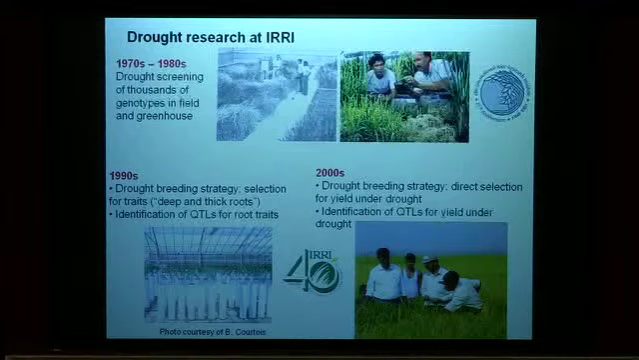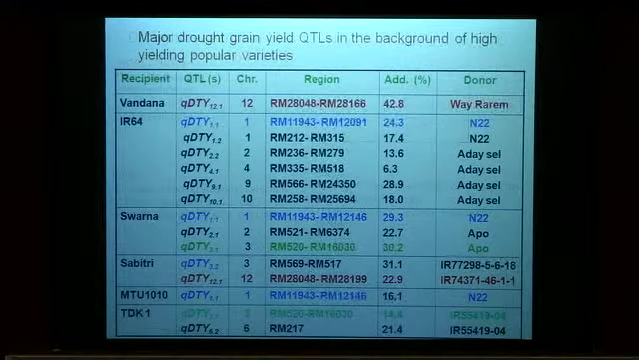But after working for about a decade on this, they were able to identify major effect drought yield QTLs. And I think this is a pretty unique situation in rice. I know in other crops it's not really common to have major effect QTLs for yield under drought.